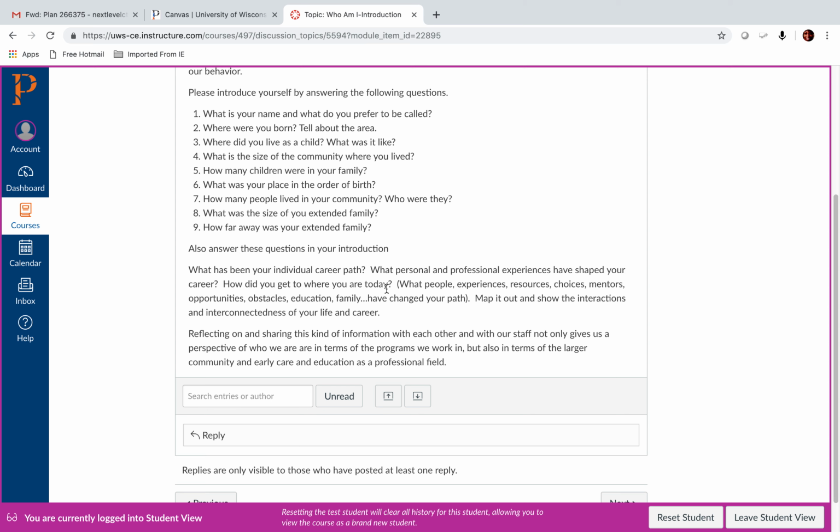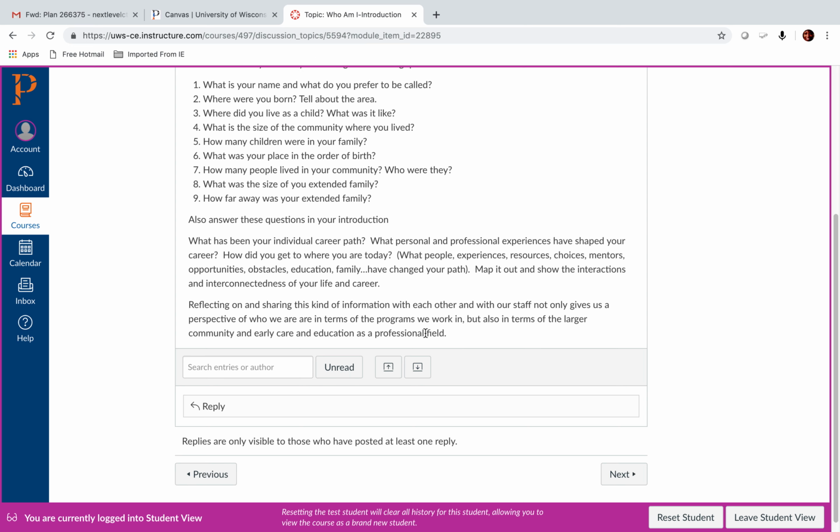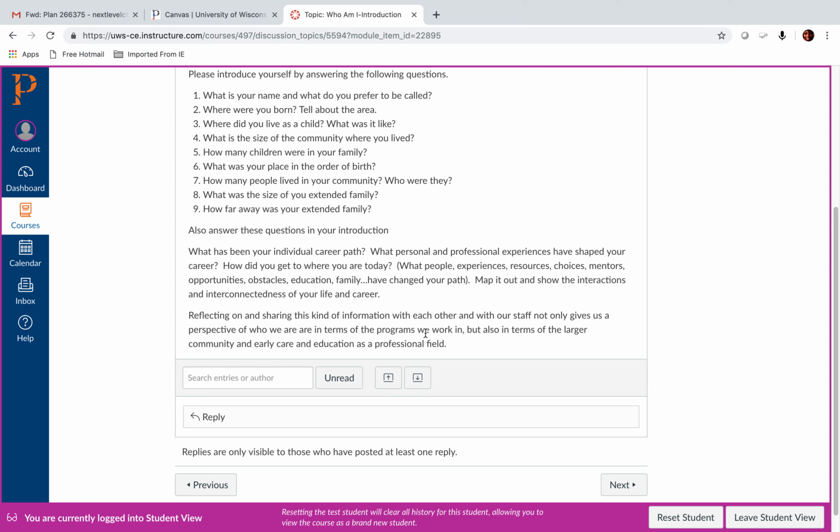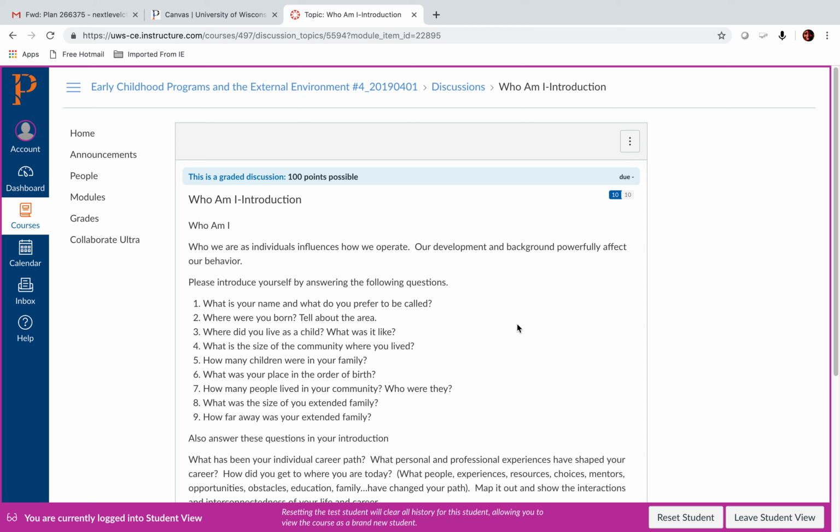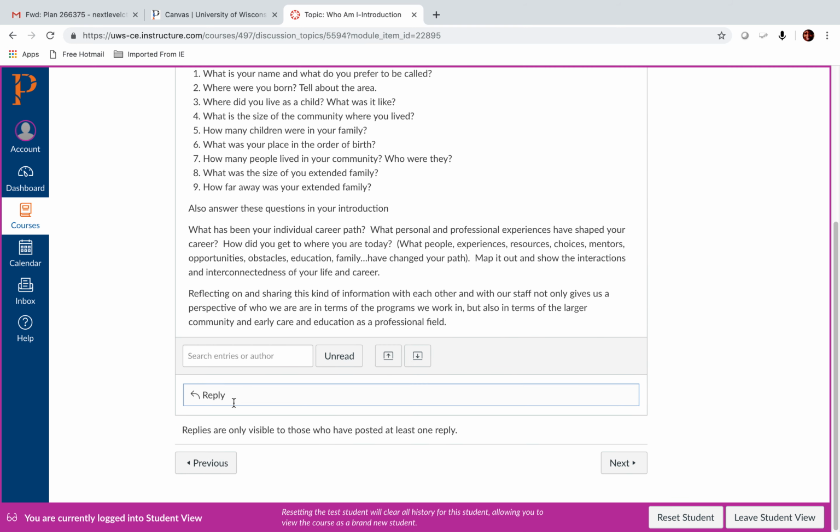The reason why I'm having you do this is that reflecting on and sharing this kind of information with each other and with our staff not only gives us a perspective of who we are in terms of the programs we work in, but also in terms of the larger community and early care and education as a professional field. And also make sure you take time to comment on other students in your class. Here it says replies are only visible to those who have posted at least one reply or one initial response. So that is one of the things that is due for this week.